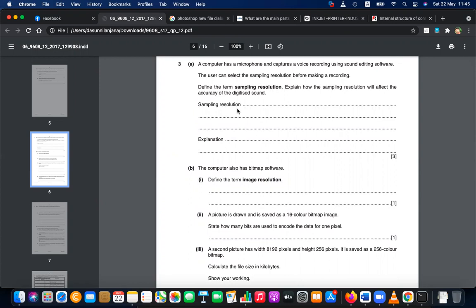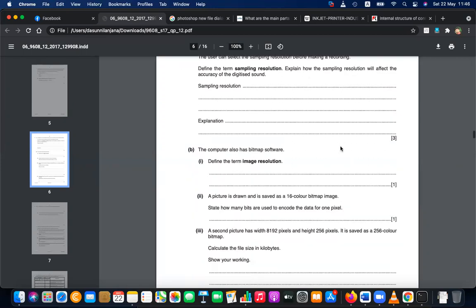Sampling resolution, we have given an explanation of this one. The higher the sampling rate, the higher the sampling resolution. Higher the sampling resolution, more accurate. You can explain that higher the sampling resolution, it will give more values, more accuracy, more quality, and less quantization error. And more size also: the file size will also be high.